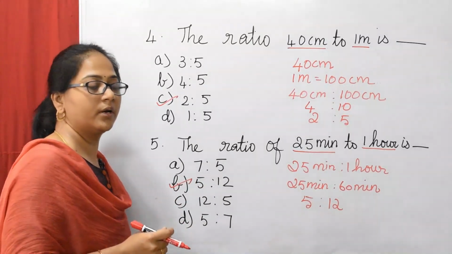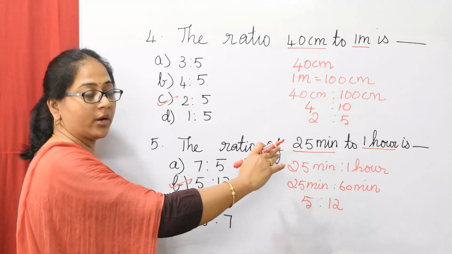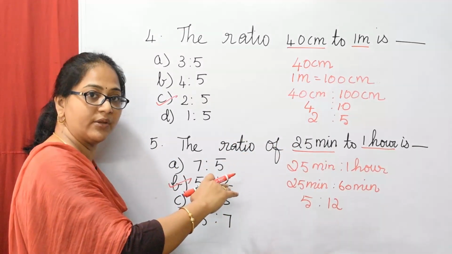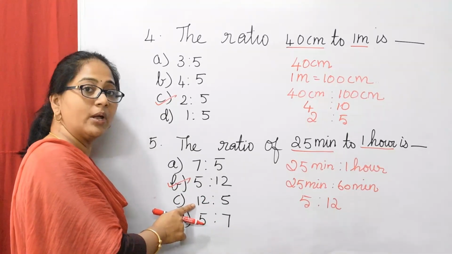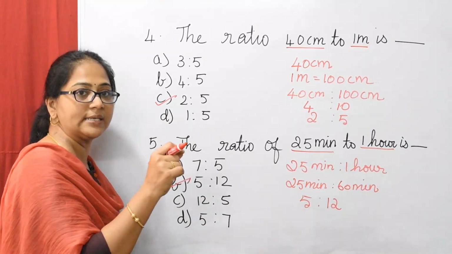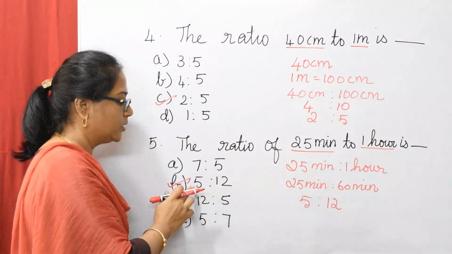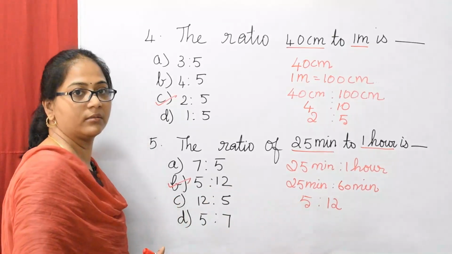See, if they had asked the ratio of 1 hour to 25 minutes, the answer would be 12 is to 5. That is where you have to understand the question. Now the question is 25 minutes to 1 hour, so it will be 5 is to 12.